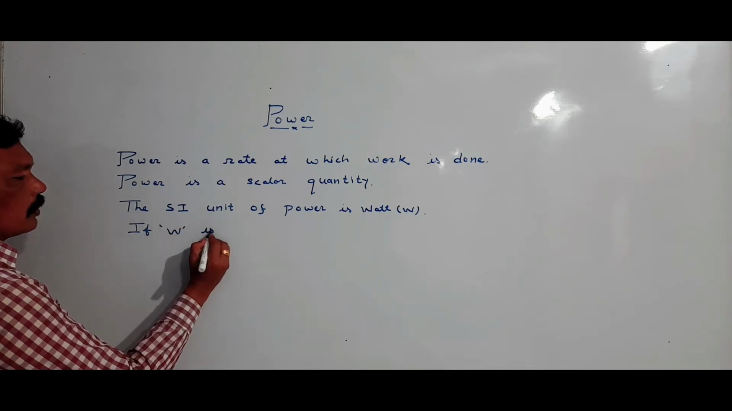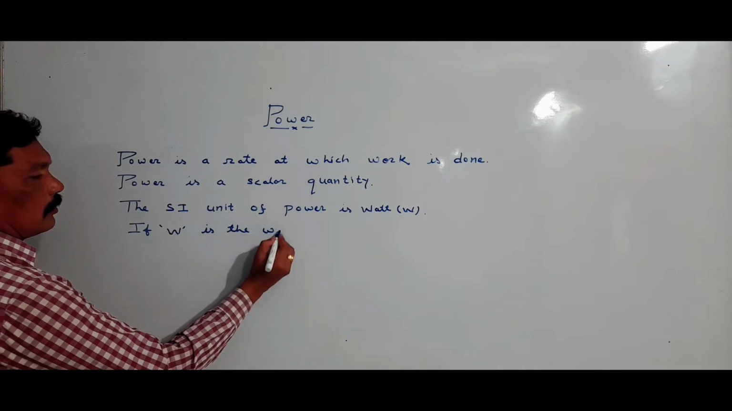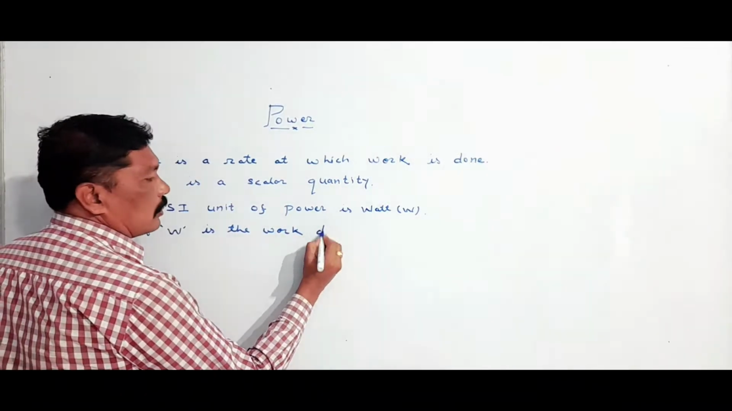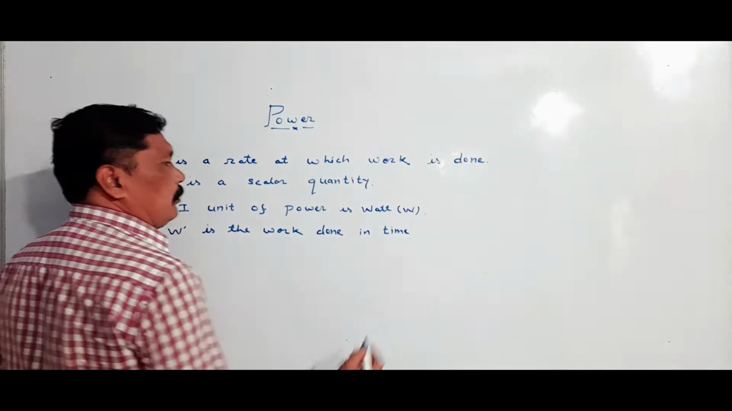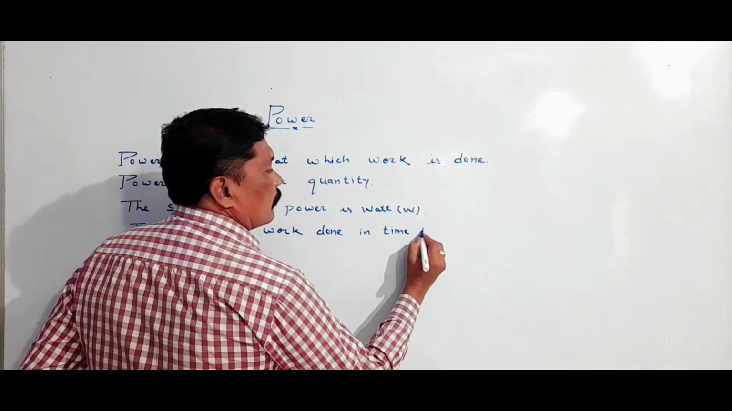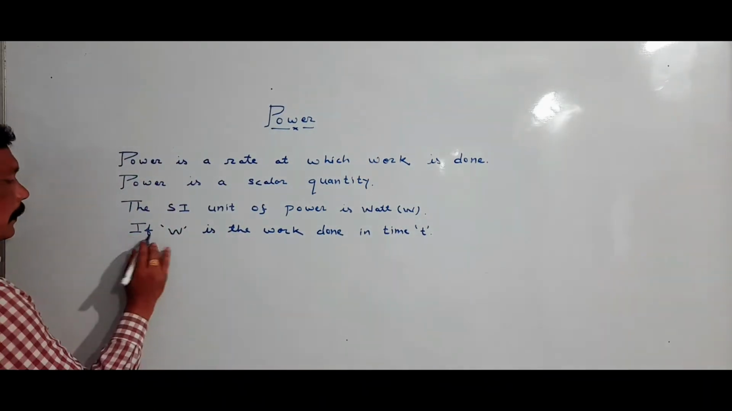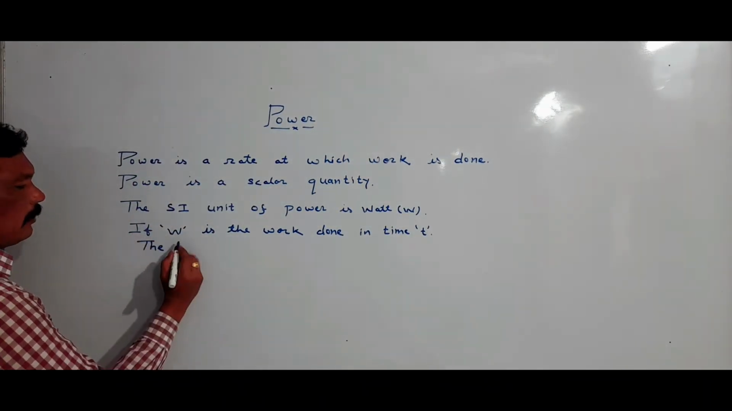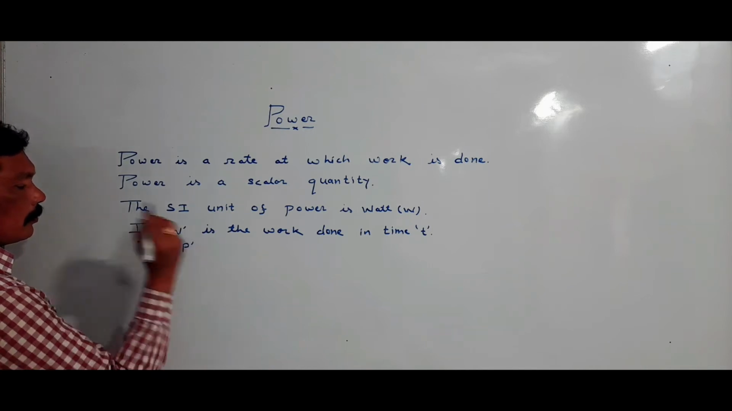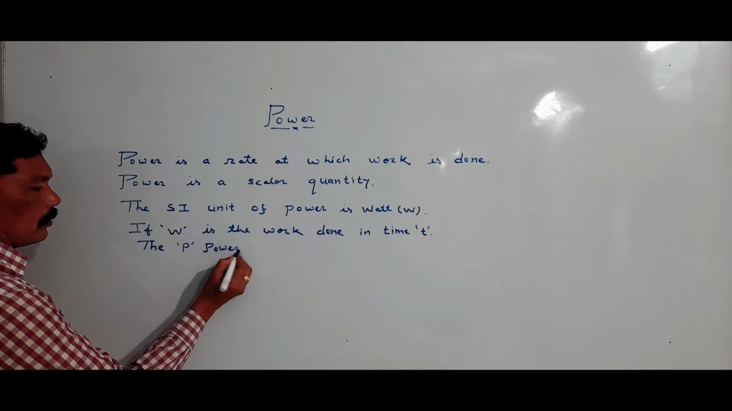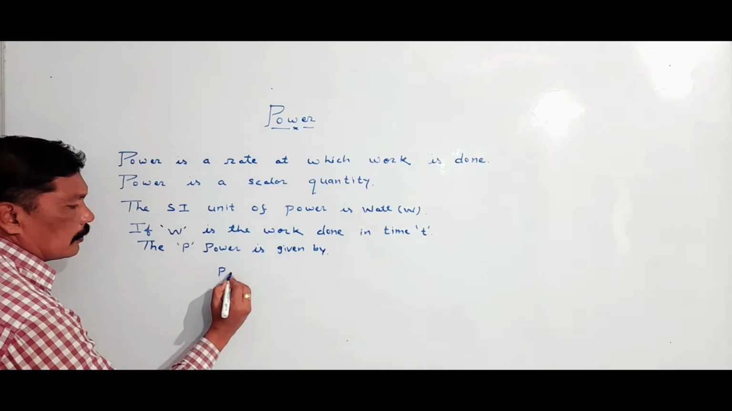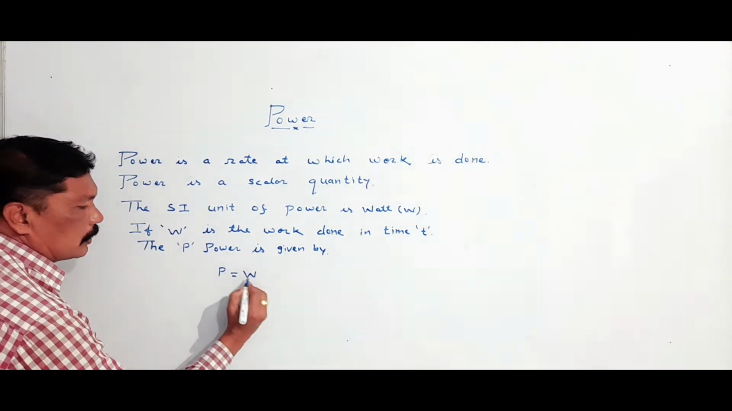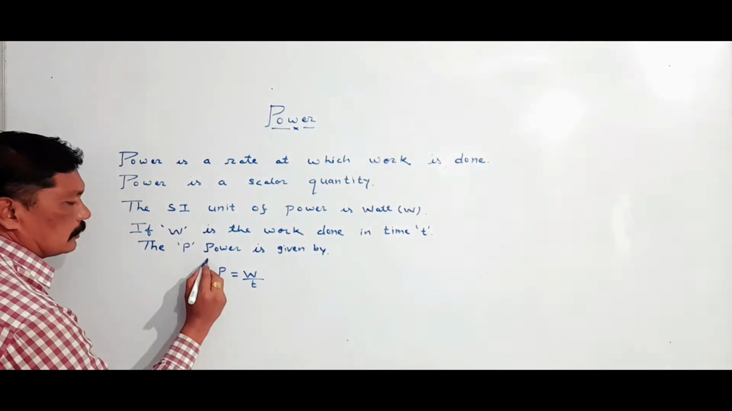If W is the work done in time T, then power P is given by P is equal to W divided by T.